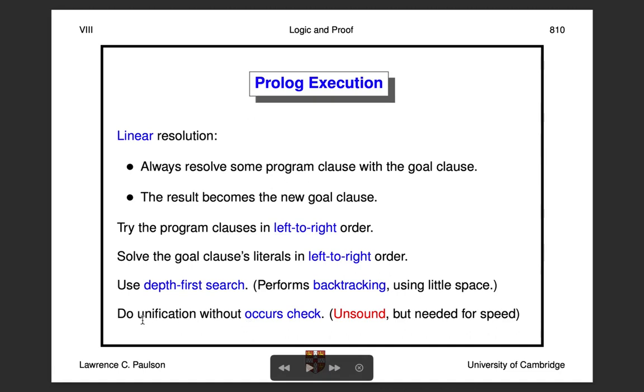Finally, and a rather big restriction of Prolog, is it does not do the occurs check in unification. The reason is that unification is the basic parameter passing mechanism of Prolog. And the occurs check basically involves examining the entire parameter being passed, which could be a very large expression, to see whether or not it contains an occurrence of the exact parameter name that it is being unified with.